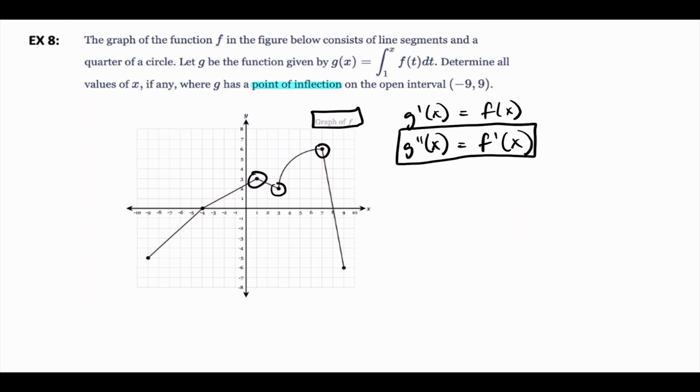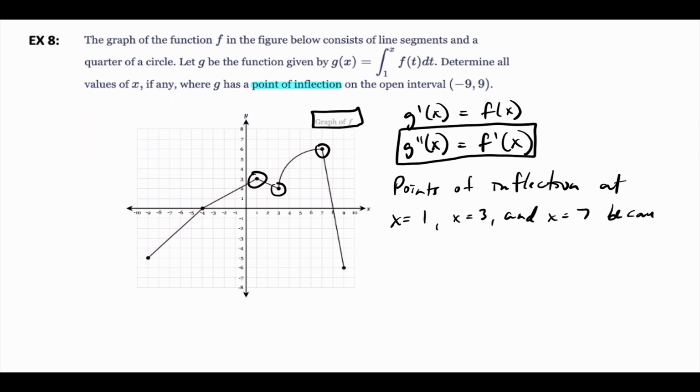Okay. So points of inflection at x equals 1, x equals 3, and x equals 7, because g double prime changes signs.